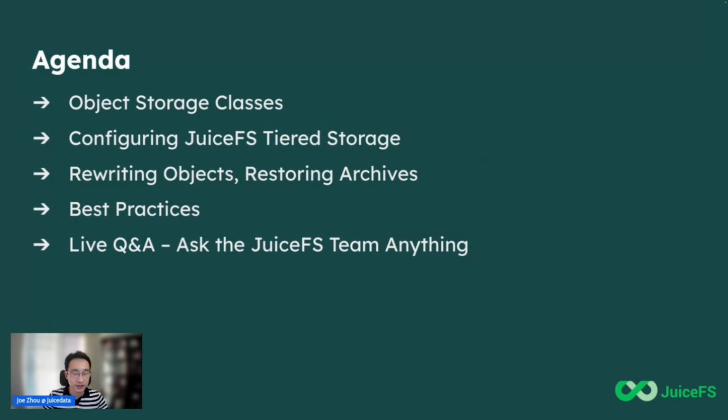All right, so for today, we're going to cover a few topics. We're going to explain exactly what those object storage classes are, and then we're going to see how JuiceFS is able to utilize them using the tiered storage feature. We also have some slightly advanced patterns for rewriting new objects or restoring from archives. And finally, we're going to share some best practices when you're using this feature.